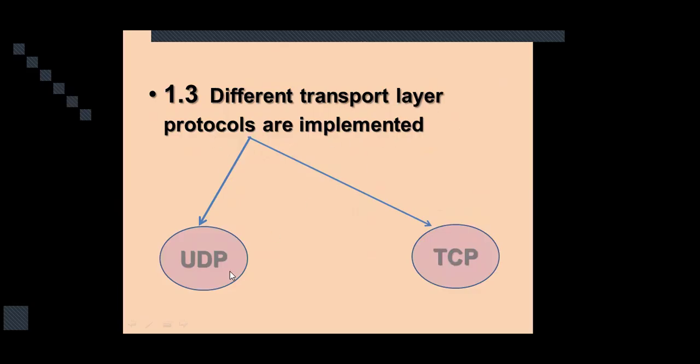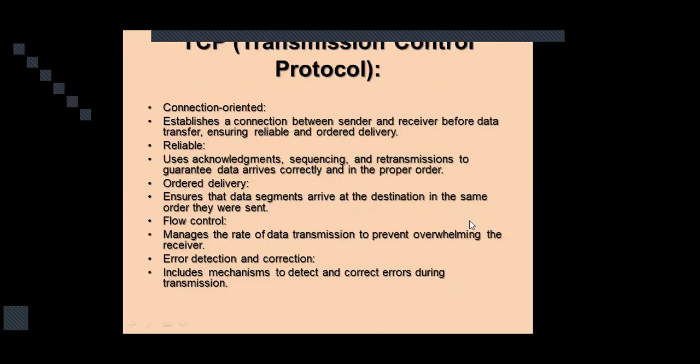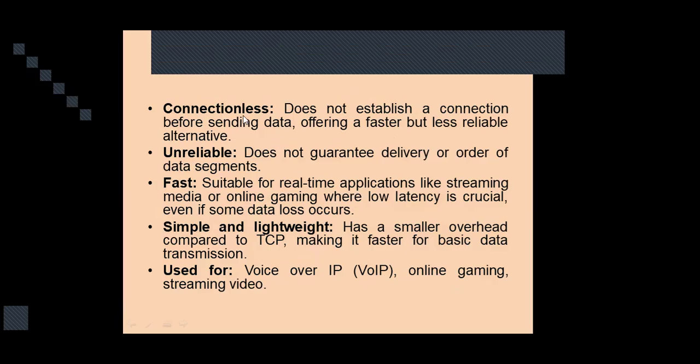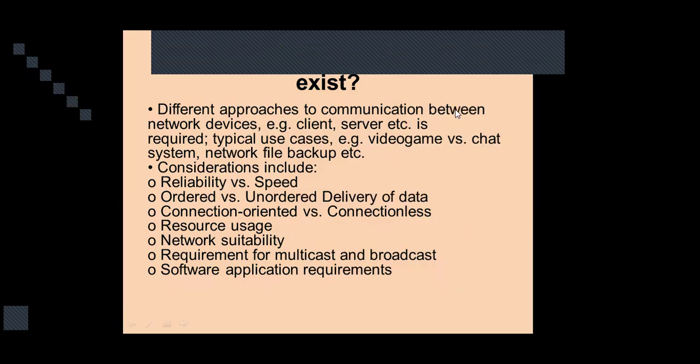Different types of protocols are implemented: one is UDP and the other one is TCP. TCP is connection-oriented, establishing a connection between sender and receiver for data transfer, ensuring reliable and orderly delivery, flow control, error detection, and correction. All these are characteristics of the TCP protocol. And then we have connectionless, unreliable, fast, simple, lightweight, and that is UDP.